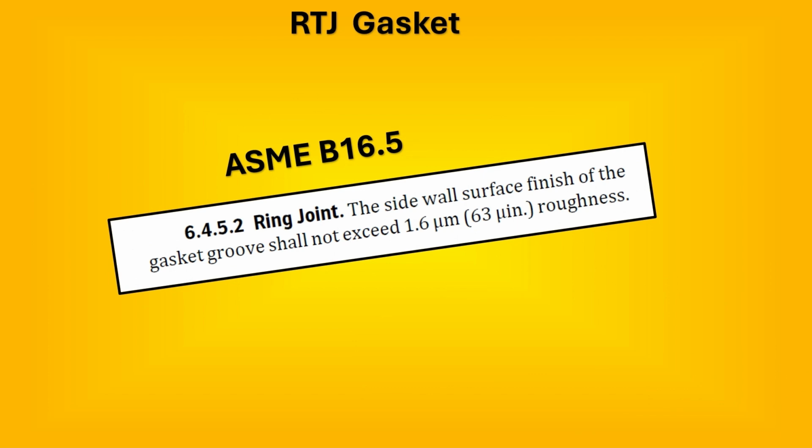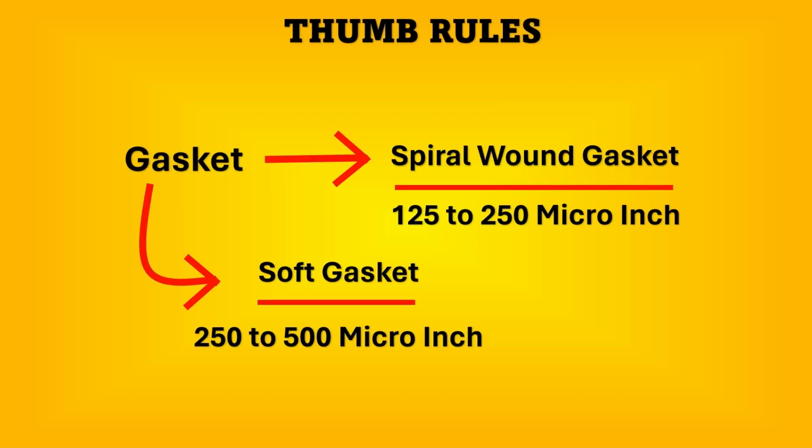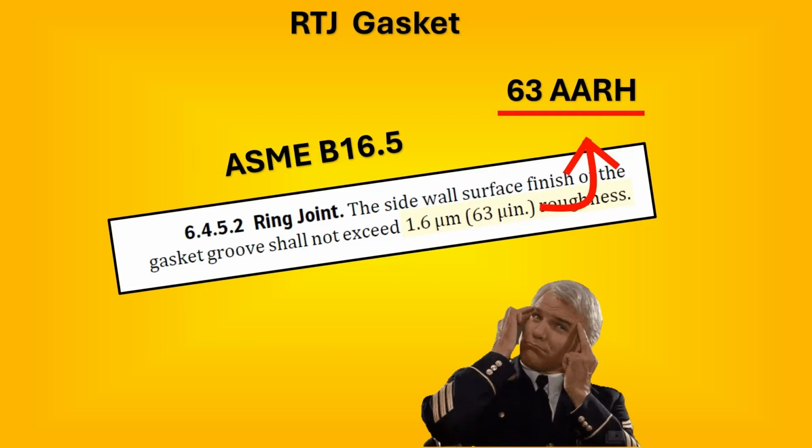If you see ASME B16.5, clause number 6.5.2 states that the roughness shall be 1.6 micro mm or 63 micro inches. Now if you compare to what we had seen previously, 63 AARH is very low compared to the 250 or 500 micro inches we saw. So you understand that there is a logic here. The harder the gasket, the lower the roughness required.